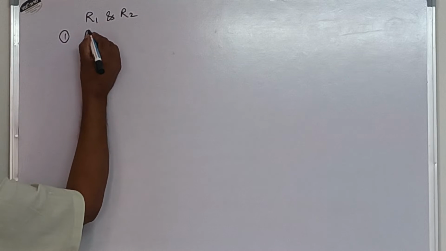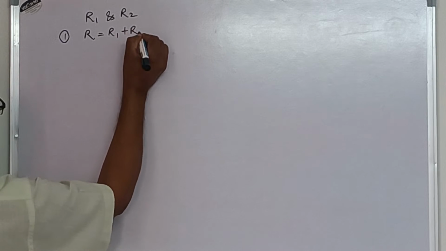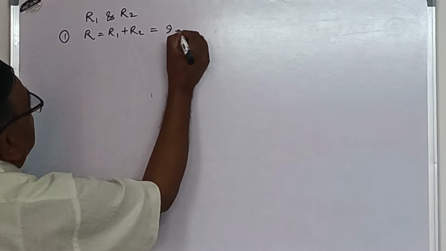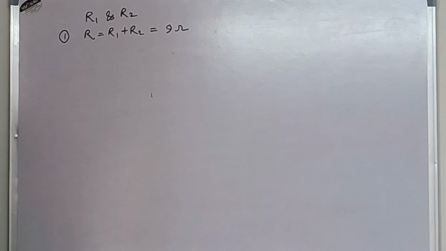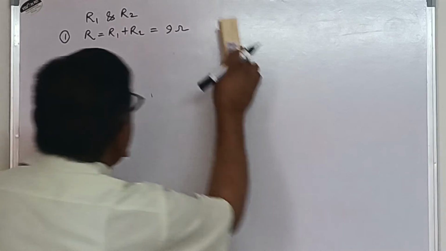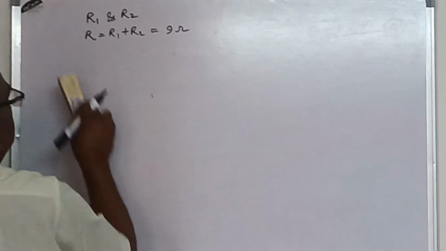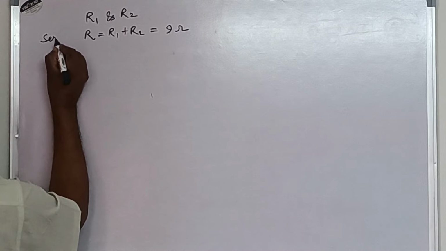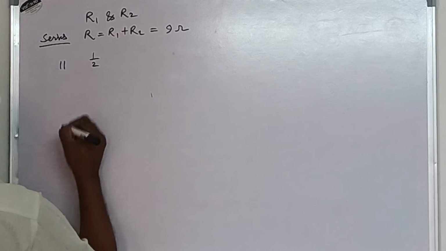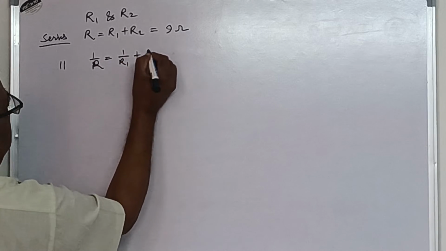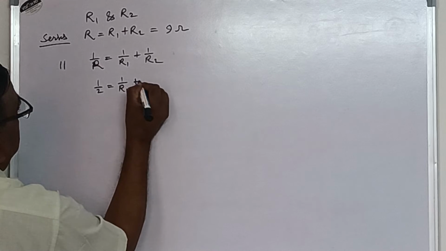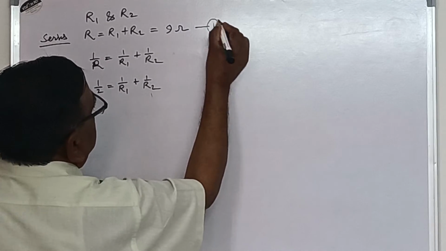Number 1. R is equal to R1 plus R2. This is equal to nine ohms. This is the second statement. First statement was when it is connected in series. Now when it is connected in parallel, the resultant is 2 ohm. 1 by R is equal to 1 by R1 plus 1 by R2. Here R is equal to 2. So 1 by 2 is equal to 1 by R1 plus 1 by R2. This is the first statement. This is the second statement.